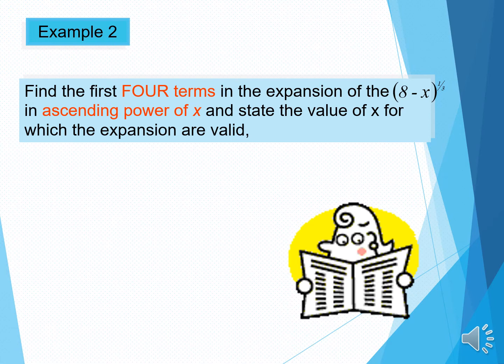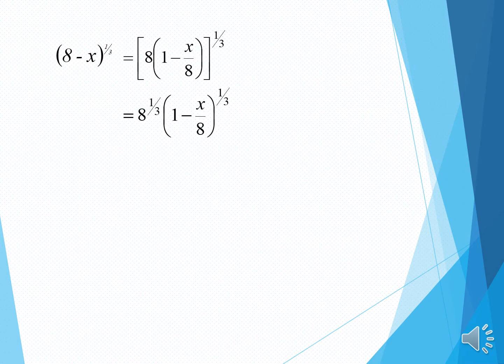Example 2. Find the first 4 terms in the expansion of (8 - x) to the power of 1/3 in ascending power of x and state the value of x for which the expansions are valid. (8 - x) to the power of 1/3. First, convert to standard form. Factorize for 8. So become 8 to the power of 1/3 (1 - x/8) to the power of 1/3.